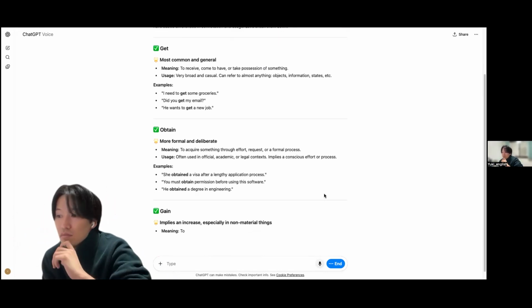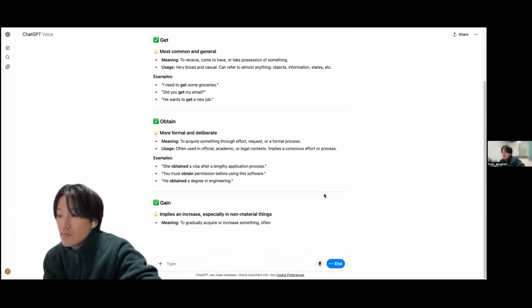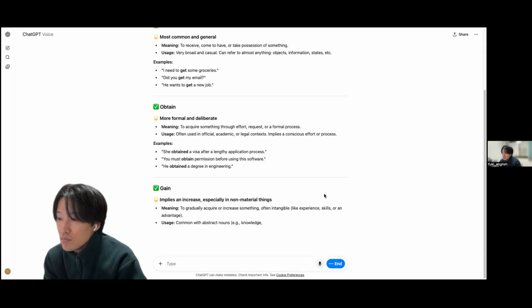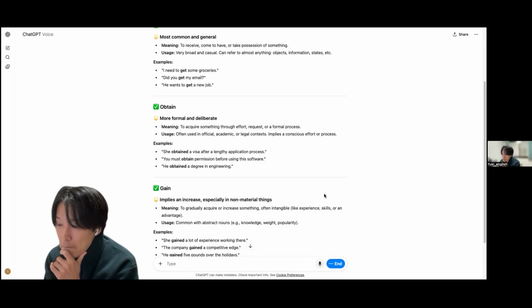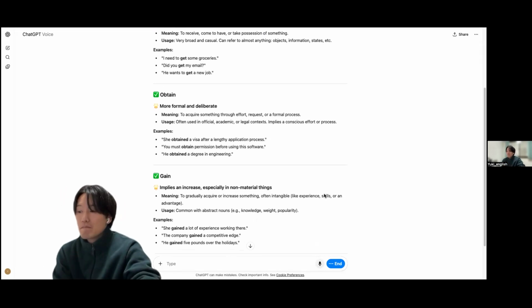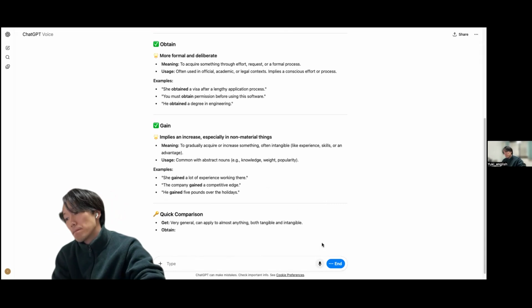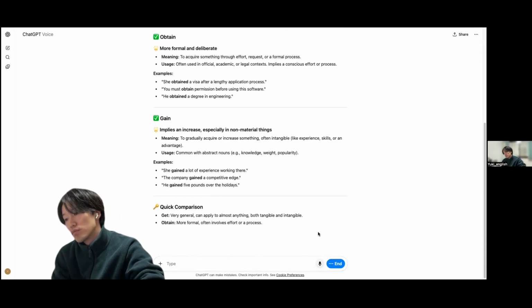Gain: implies an increase, especially in non-material things. To gradually acquire or increase something, often intangible, like experience, skills, or an advantage. Usage is common with abstract nouns like knowledge, weight, popularity, etc. She gained a lot of experience working there. He gained a competitive edge over the holidays. Get is very general, can apply to almost anything, both tangible and intangible. Obtain, more formal, often involves effort or a process. Gain typically refers to something intangible or an increase in something.